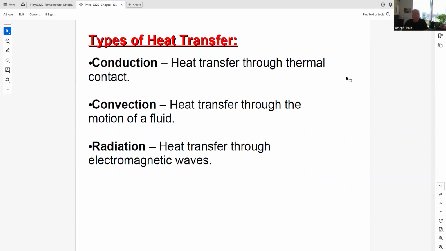So let's finish off with talking about the types of heat transfer. There's conduction, convection, and radiation. Conduction is heat transfer through thermal contact. So two things are touching, one's hot and one's cold, and the heat runs from hot to cold naturally. Then there's convection. We heat a fluid, and then the fluid moves, makes something else hot. And finally, radiation. This is heat transfer through electromagnetic waves.